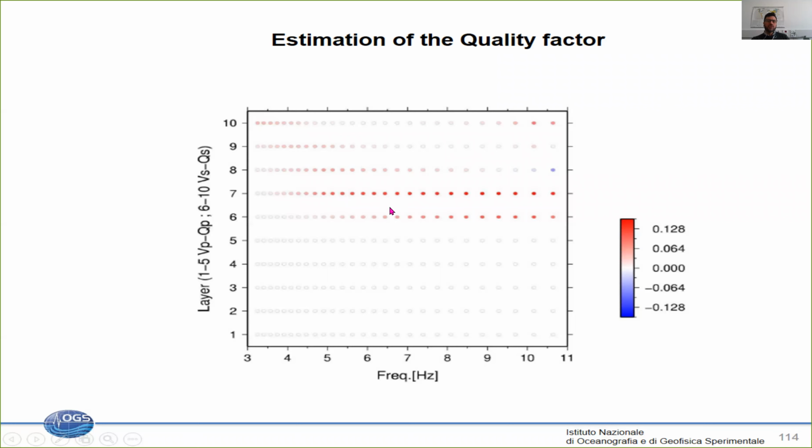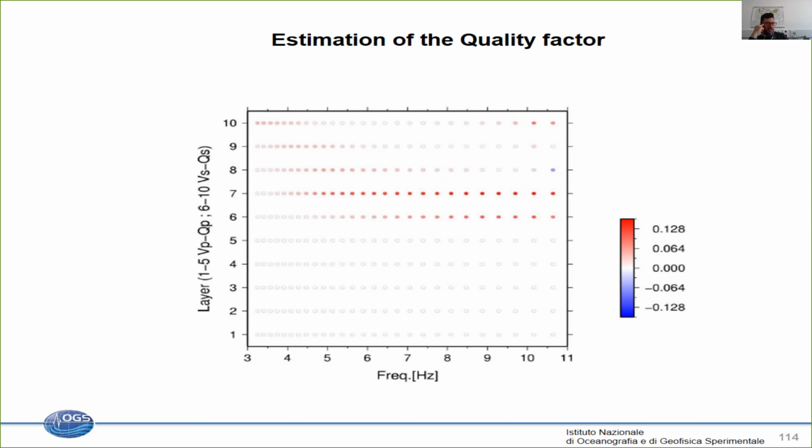From this, you can also immediately observe that in the shallow layer, so 6 is the most shallow layer, and 7 and so on is going deeper, we have the largest partial derivatives, the largest value. When we go deeper, we lose resolution. So we also have to select the ad hoc number of layers for inverting. In this way, it's possible to obtain not only 1D velocity profiles for the underground, but also for the shear wave quality factor.